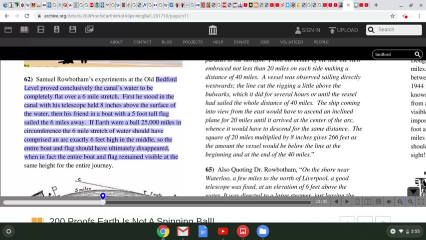Sea level. If Earth were a ball 25,000 miles in circumference, the 6-mile stretch of water should have comprised an arc exactly 6 feet high in the middle, so the entire boat and flag should have ultimately disappeared. Because you remember, they had a 5-foot tall flag on purpose because they knew that this 6 feet high arc in the middle would be enough to make this flag disappear. But did it? When in fact the entire boat and flag remained visible at the same height for the entire journey.